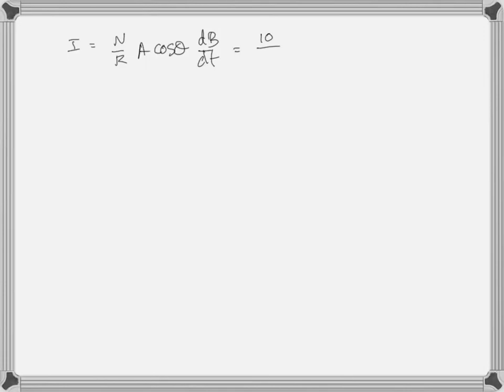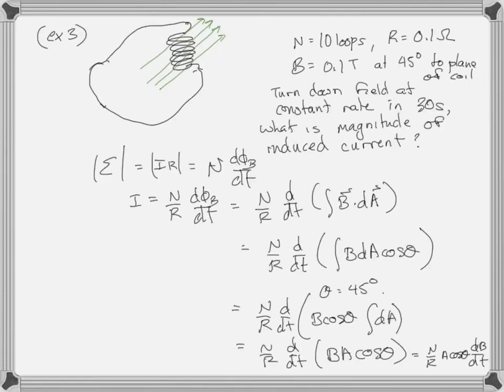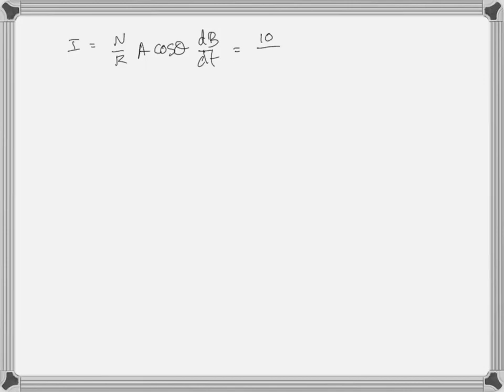N was 10 loops. Area was... oh, I didn't give you the area of a loop. Darn it. Meant to give you the area. Let's just say that the area is 1 square centimeter, which is 10 to the minus 6 square meters. Sorry, I didn't give you much room there. Area is 10 to the minus 6 square meters. So N over R, which was 0.1 ohms, and area 10 to the minus 6 square meters, and cosine 45 degrees, and dB/dt.